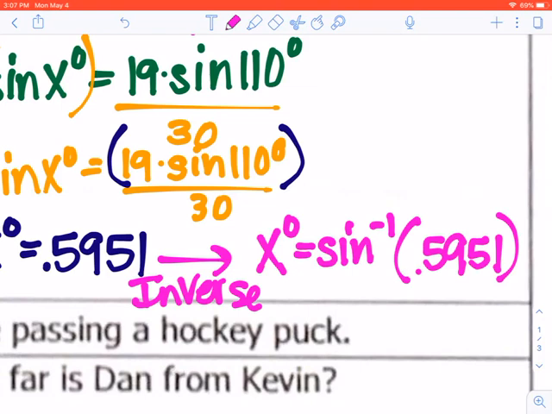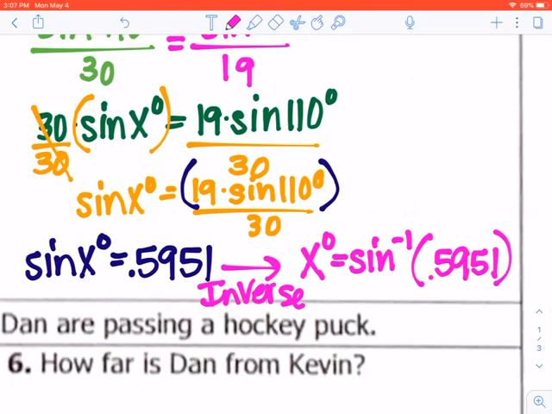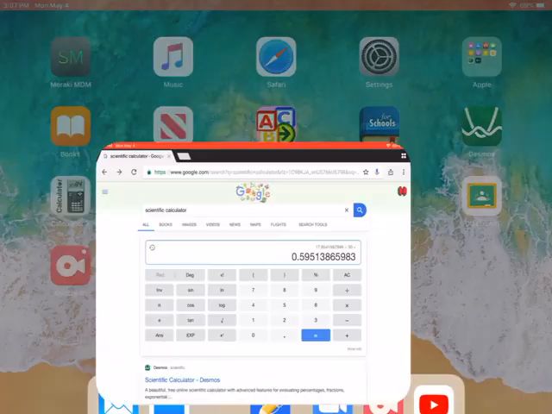That's what I'm going to plug in my calculator also to find the angle. Okay, so the inverse is what finds the angle. And basically what your calculator is doing is taking this ratio, the 0.5951, and it has programmed in there what the degree measure is that has that specific ratio.